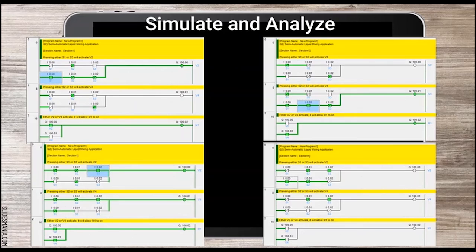And lastly, we move to the lower right of this diagram. When more than one switch is triggered simultaneously, for example switch 1 and switch 3, output valve 2, valve 4 and motor 1 do not operate.